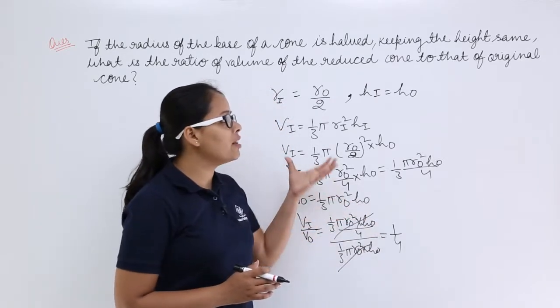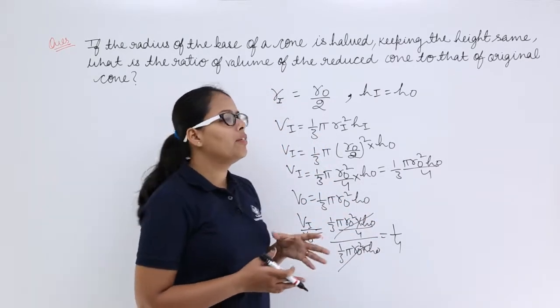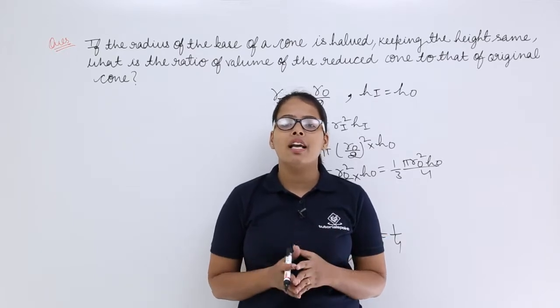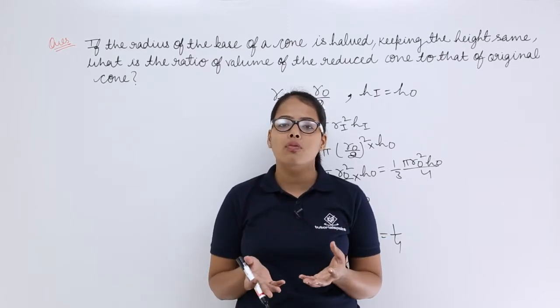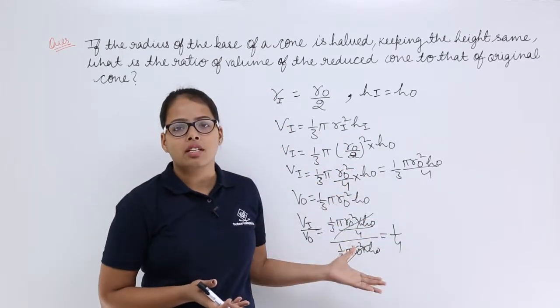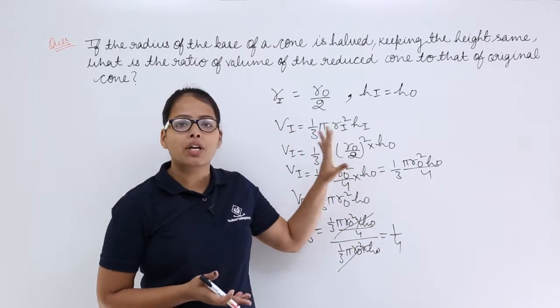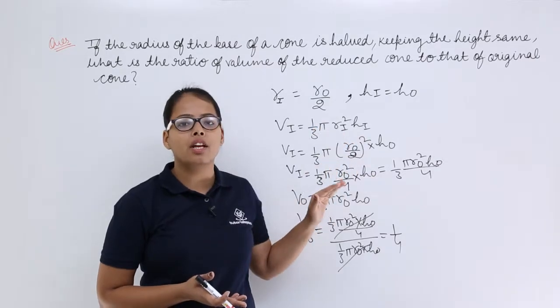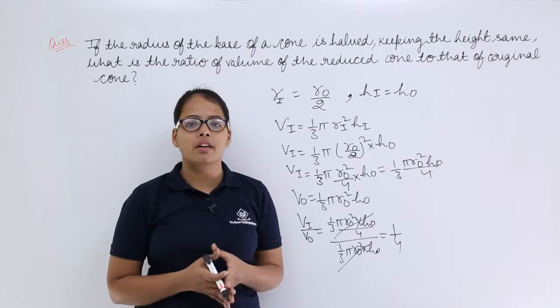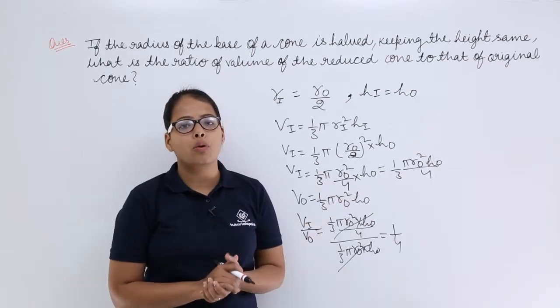You may face problems where the ratio of radius and height is given, or radius and slant height is given, and you need to calculate the volume. You can easily do that using the same methods. First write what you have been given, and then take the ratio using the formula for the volume of a cone or cylinder, whichever has been asked in the question.